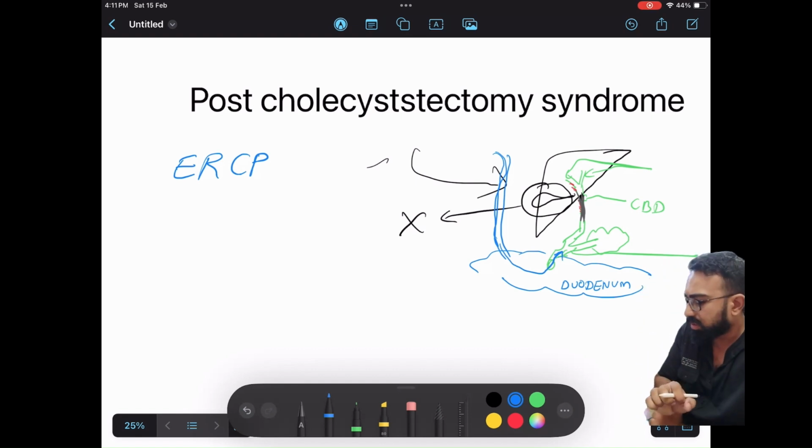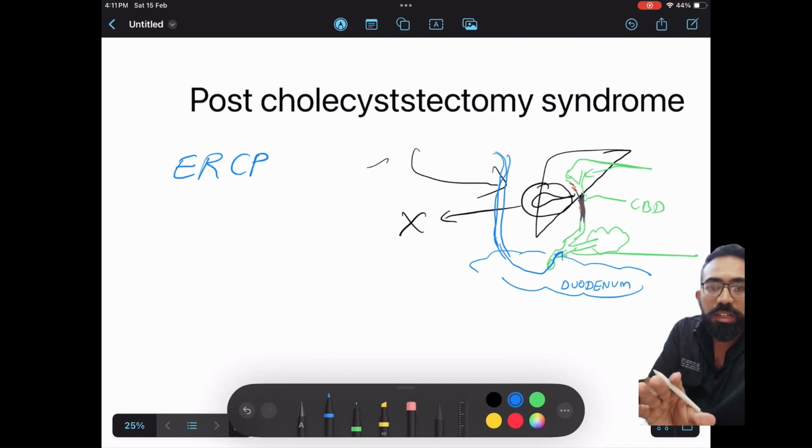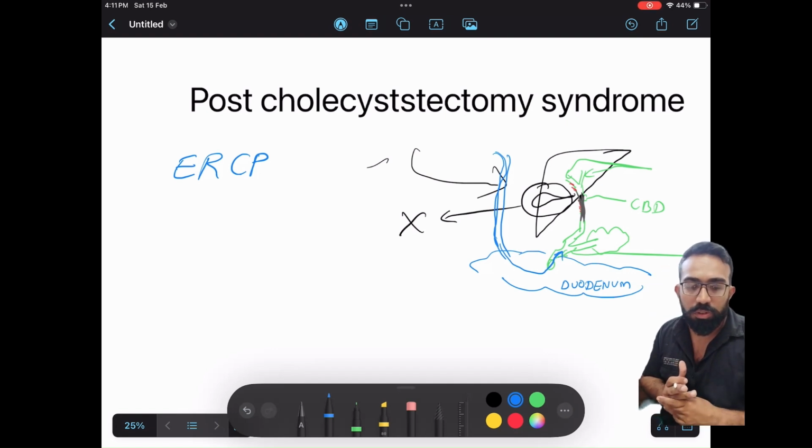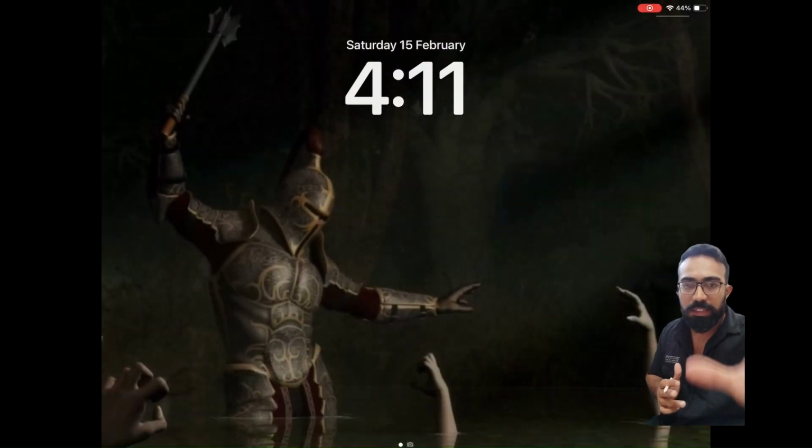If there is a stricture, if there is a stone, you remove it, you treat it, you visualize the biliary tree. What will happen sometimes is there might be extrabiliary causes of a post cholecystectomy syndrome. What are extrabiliary causes? Like coronary artery disease, peptic ulcer disease. The list goes on. The list is not relevant to us for our competitive examinations. You just need to know what the treatment of post cholecystectomy syndrome is. The treatment is ERCP.